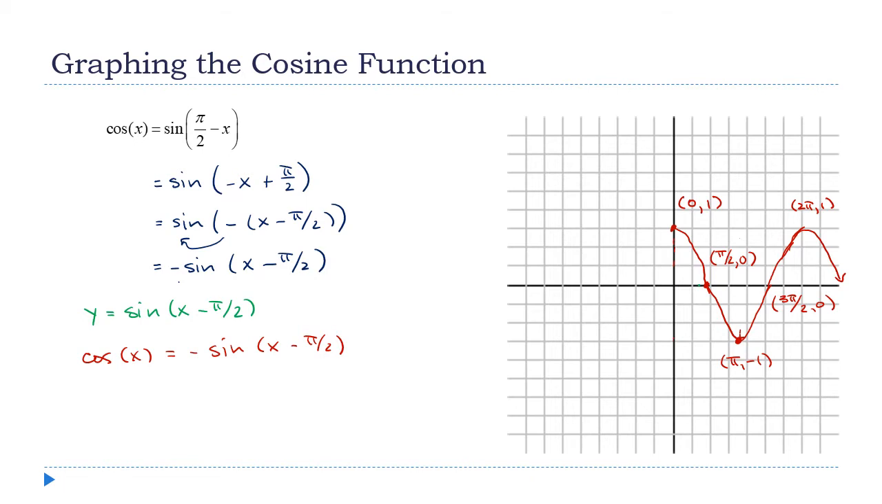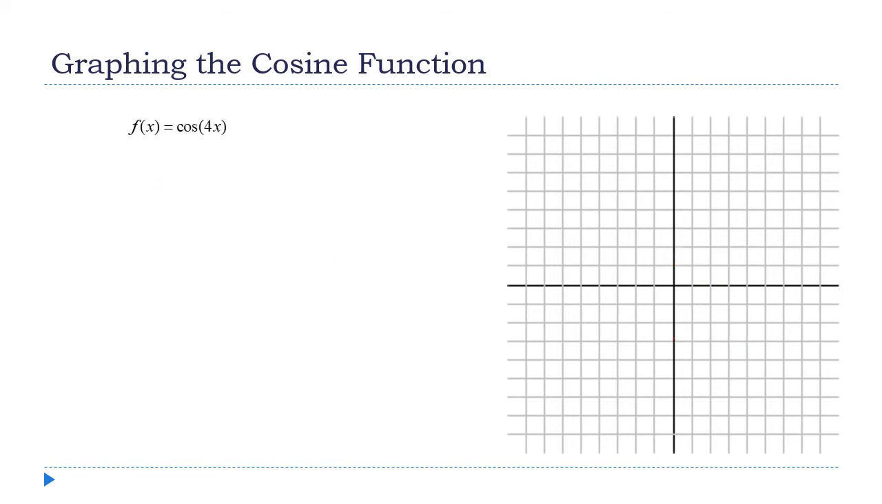Okay. So how about periods? Well, this is nice because the period for the cosine function behaves exactly the same way that the period of the sine function behaved. So to graph this, I'm going to start by saying the period is 2 pi divided by 4, which is pi over 2.